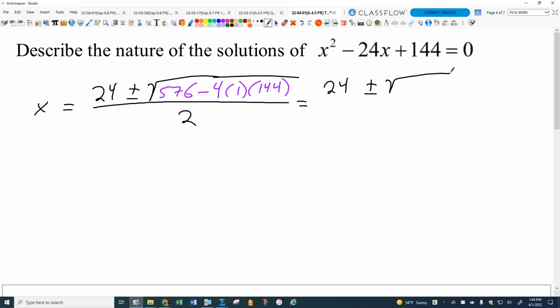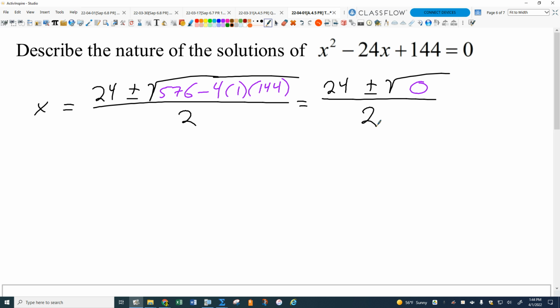So let's see, if I multiply something by 4, there's a great little trick. Multiplying by 4, you're just doubling it and then redoubling it, right, to get 4. So 144 doubled is 288. 288 doubled is 576. Okay? So look, I'm getting 576 minus 576. I'm getting a 0 inside the square root.